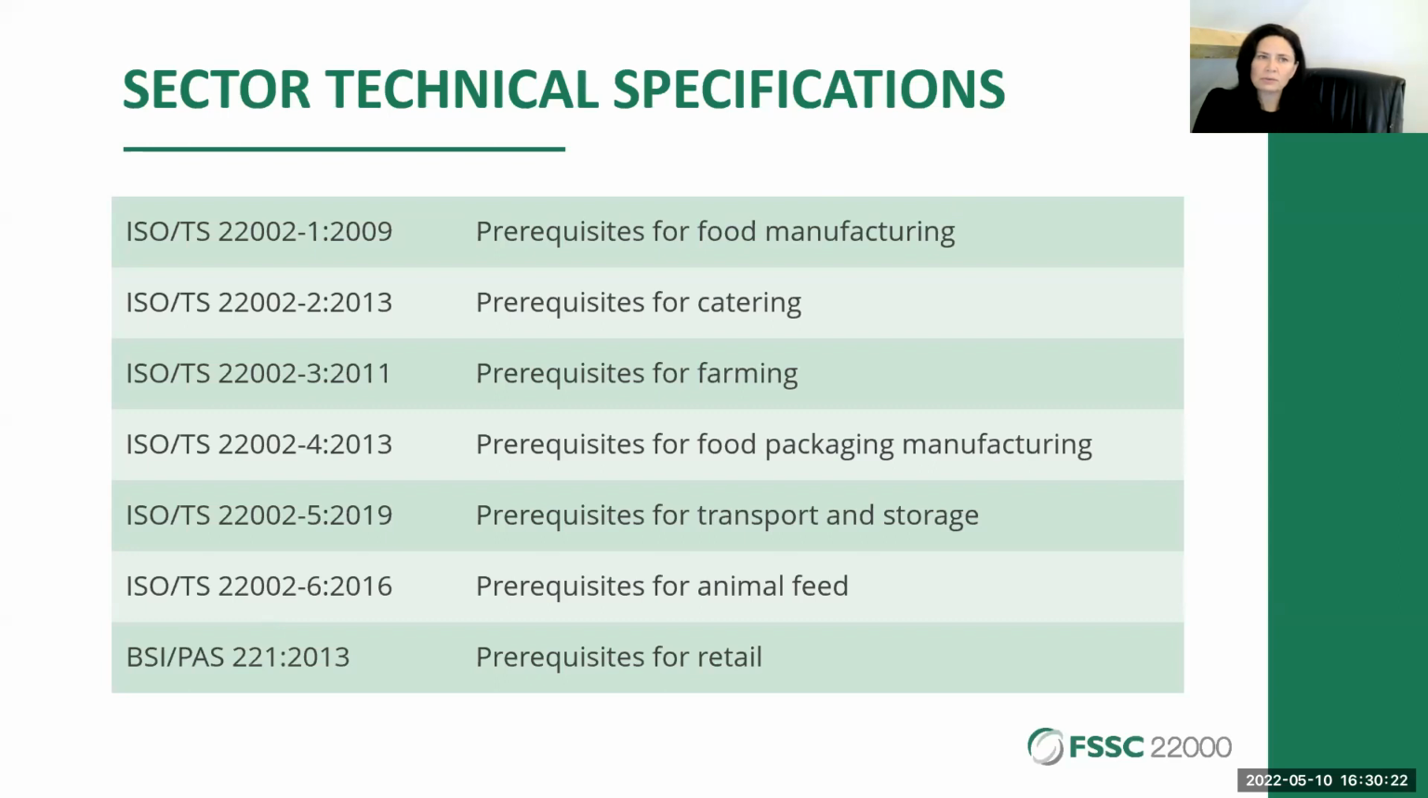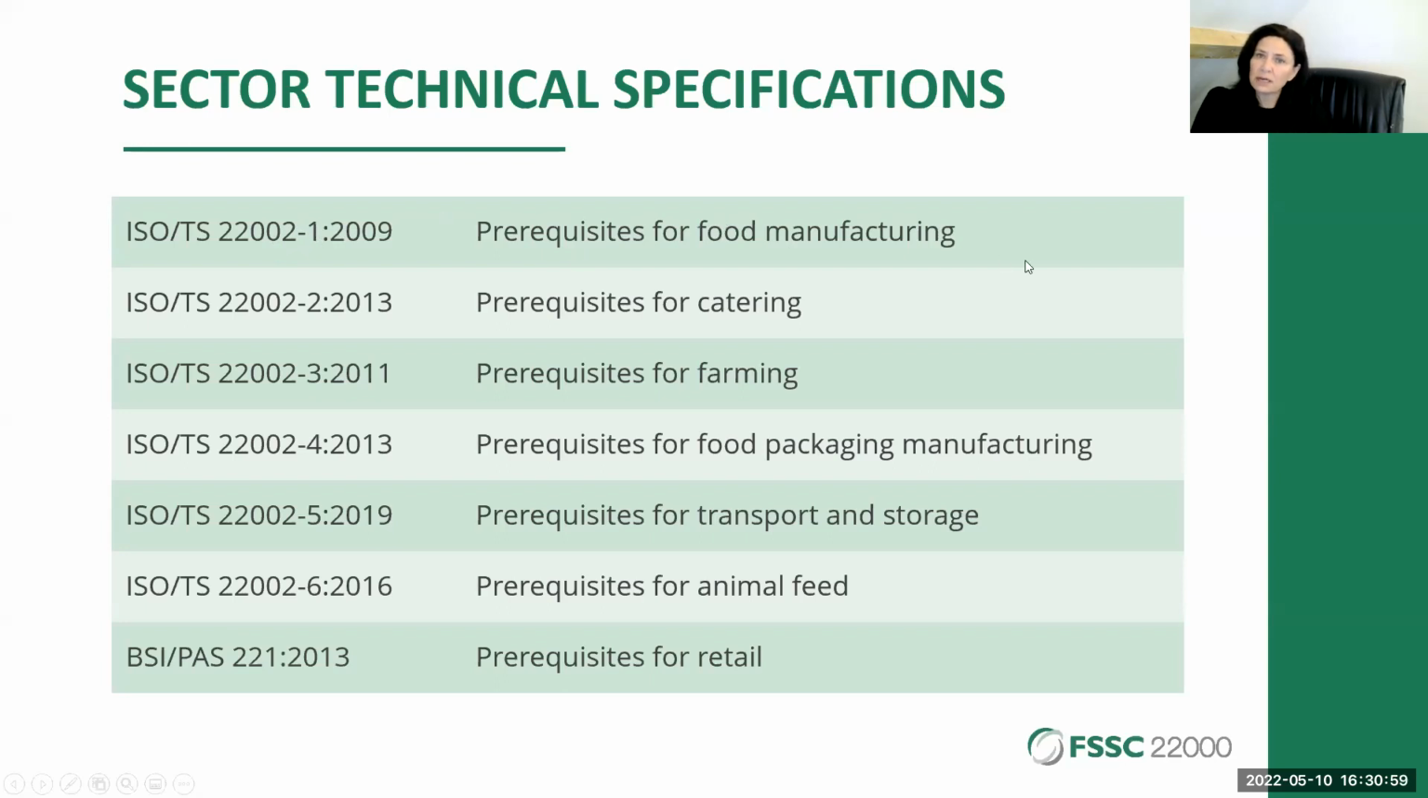But what I would also like to point out when we look at the technical specifications is that the scope of the organization and the scope of certification is very important. And sometimes you might only need one technical specification, but in other cases you might need more than one. So for example, if you have a company that produces and bottles beverages, this would be prerequisites for food manufacturing, and the ISO technical specification 22002 Part 1 would apply.